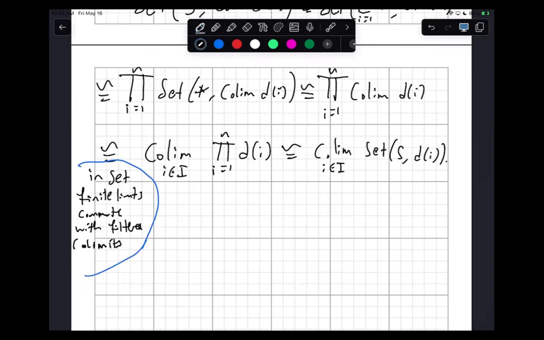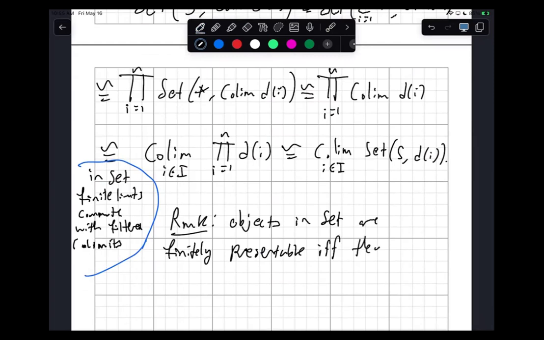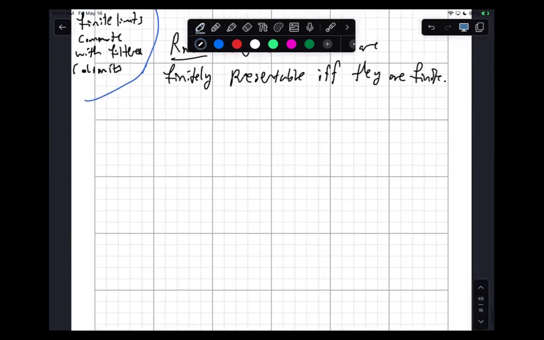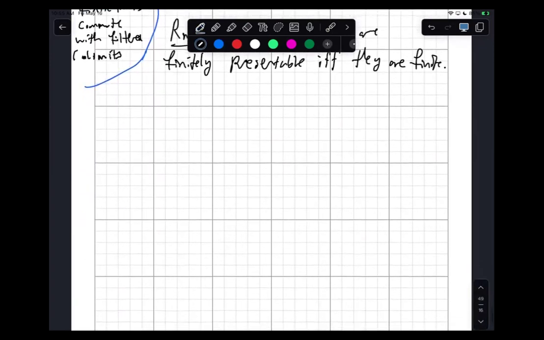So remark: objects in Set are finitely presentable if and only if they're finite. So finite sets. Okay. Good. All right, now we finally get to the definition.